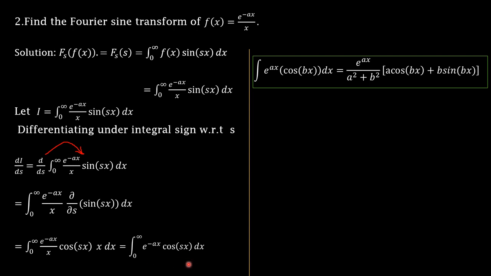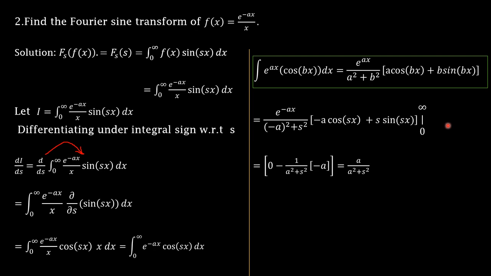Let me evaluate this integral using this result, so that the integral reduces to the form e to the power minus ax by minus a whole square plus s square into minus a cos sx plus s sin sx, where the limits of x are varying from 0 to infinity. Apply the limits and simplify, so the equation reduces to the form the derivative of I with respect to s is equal to a by a square plus s square.